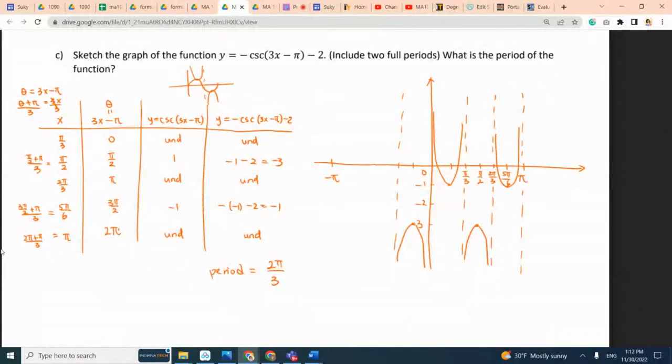Cosecant. So for cosecant, you need the theta and cosecant theta. And then figure out the x. And then figure out the y. Plot the points, and whatever, secant, cosecant, up, down. Right? Period is 2 pi over the coefficient of x, which is 3.